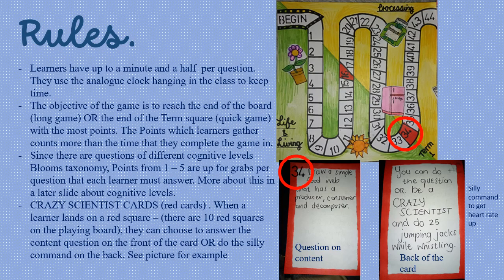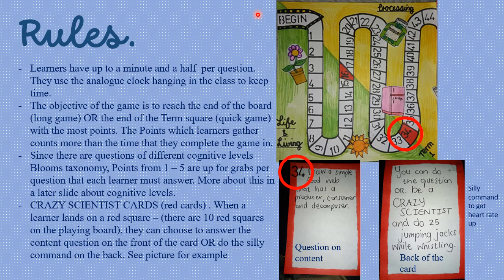Okay, the most important rule for this game is that learners have a minute and a half per question to answer it. Then they have to move on. They will keep time using the analog clock that's hanging in front of the classroom. The learner that gets to the end of the board the fastest with the most points wins the game and wins a sweet from the teacher.